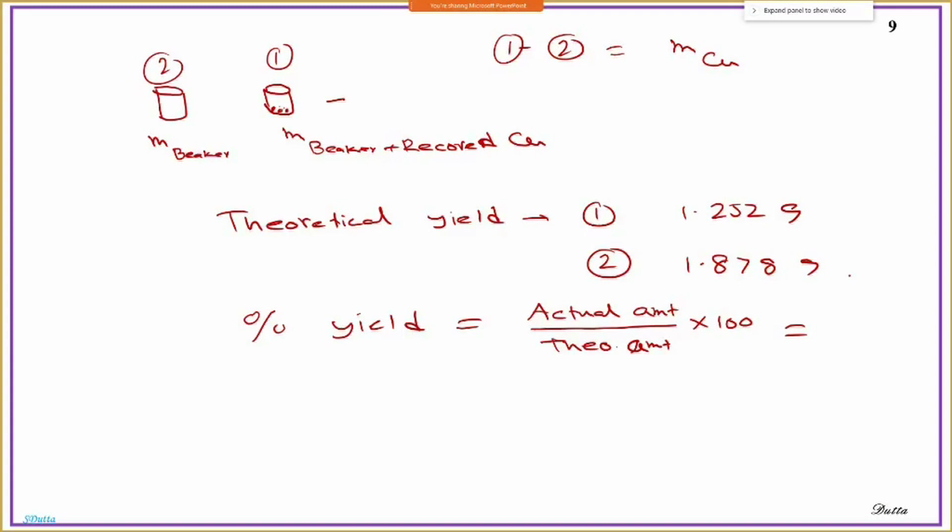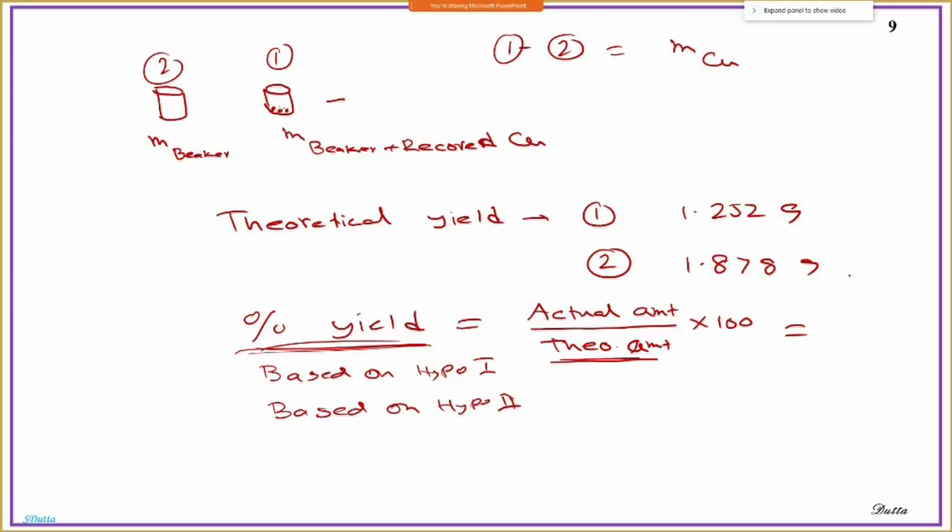So in other words, you're going to have percent yield because you're going to repeat the experiment, and this percent is going to be based on the equation. So you're going to have one based on hypothesis 1, and also one based on hypothesis 2. Why? Because these two are going to be different. The theoretical amount will come from hypothesis 1 or hypothesis 2.